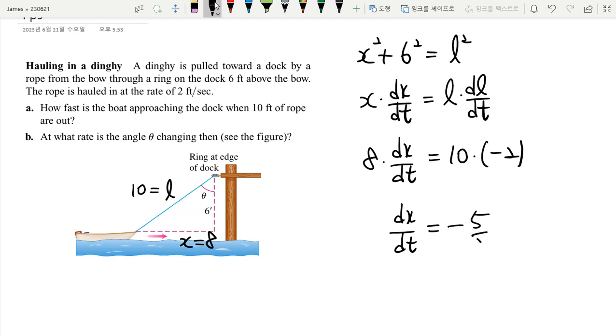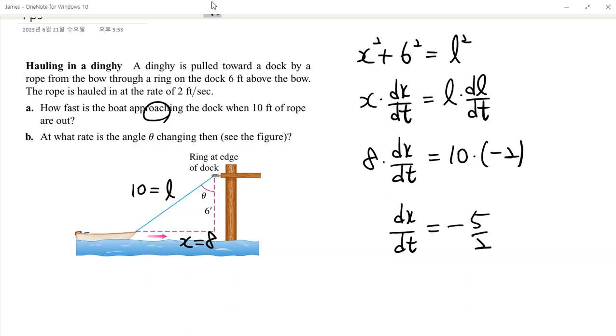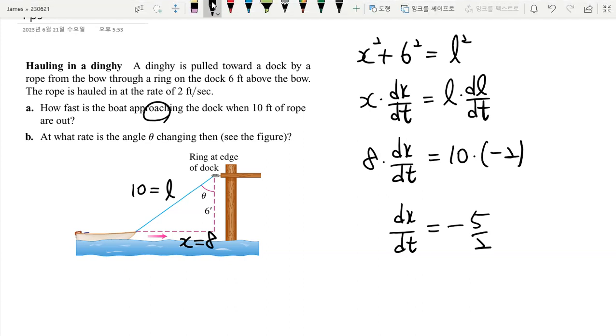Yep, multiply 10, you're right. Minus 5 over 2. This minus means the x value is decreasing, so that's the meaning of approaching. So we can just say 5 over 2, 2.5 feet per second, because it already says it's approaching. It already says the direction.